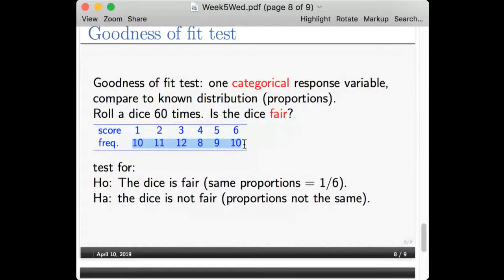So if I look at my sample data, I've got 10, 11, 12, 8, 9, and 10. Okay, they're not the same, but it's a sample, right? It looks similar. Just eyeballing that data, do you think the dice is fair, with the same proportions? Okay, yes, fair. Most people think it looks pretty good.